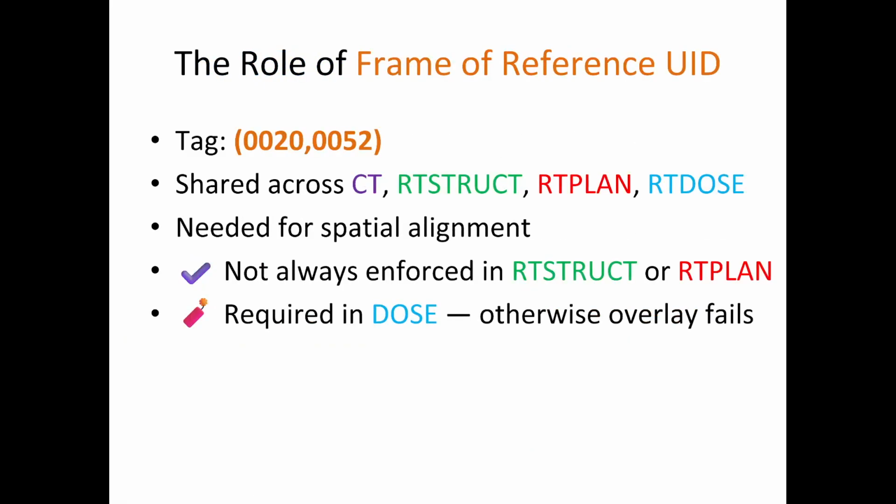So to recap, the frame of reference UID 0020,0052 must be consistent across all four datasets. This is what keeps the patient anatomy, structures, beams, and dose all in the right place. Not all systems enforce it strictly in RTStruct or RTPLAN, but RTDOSE does. If this is wrong, the dose display will break.